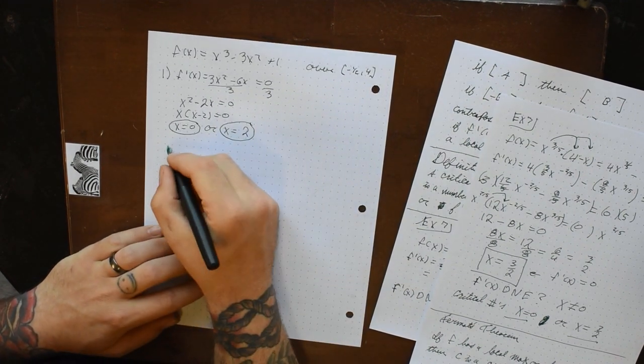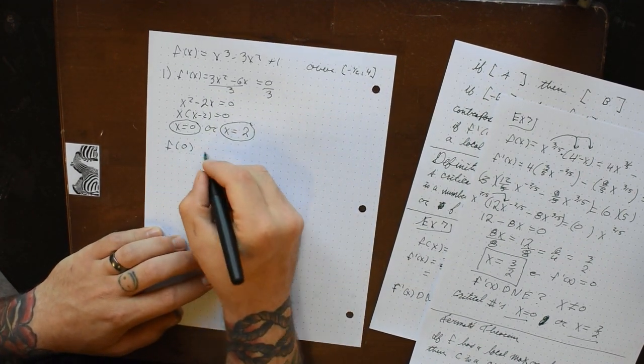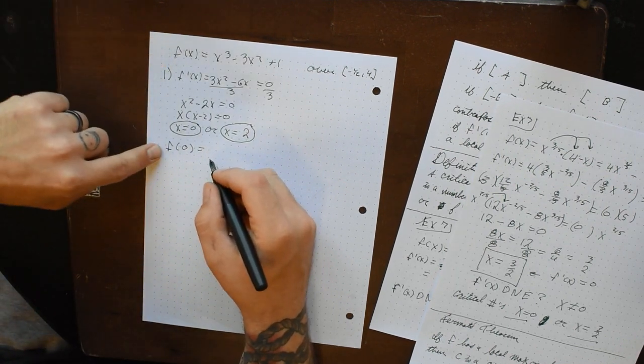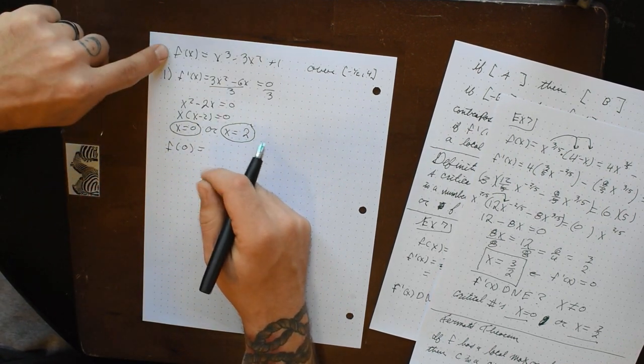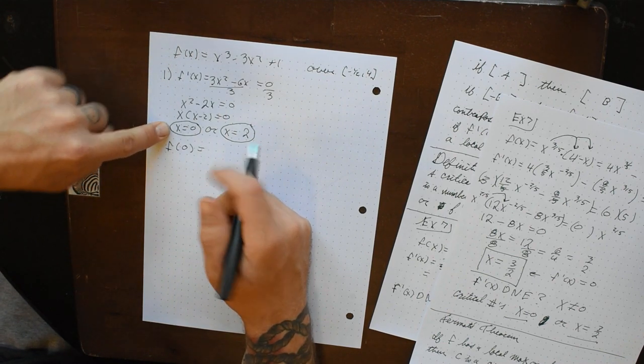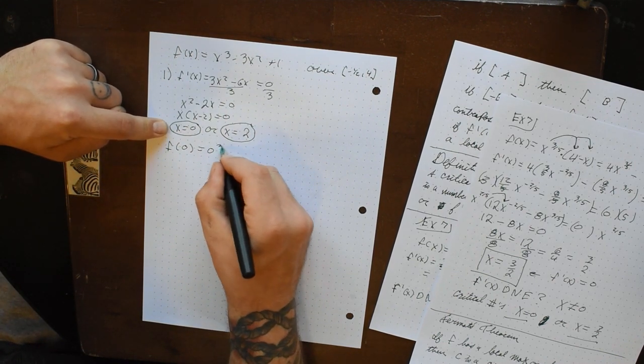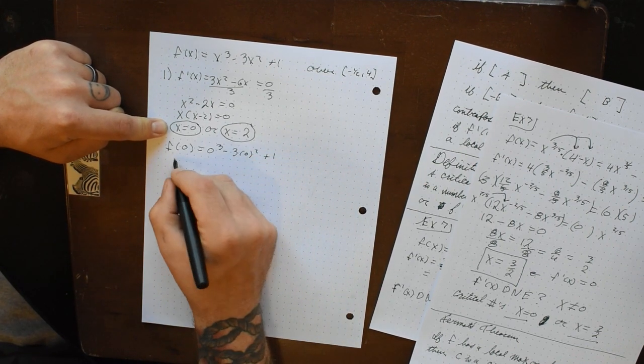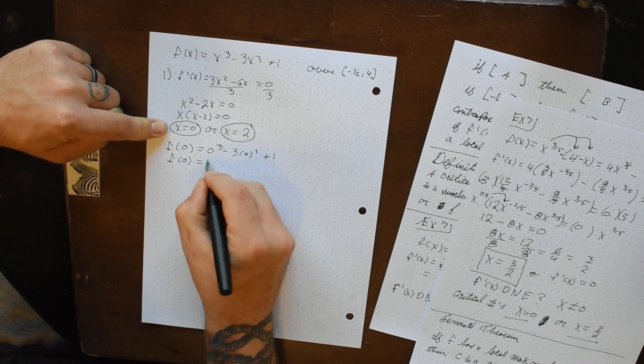So we need f of 0, which would be, going back to the original function, the y value that goes with this number. That's going to be 0 cubed minus 3 times 0 squared plus 1, where we get f of 0 is equal to 1.